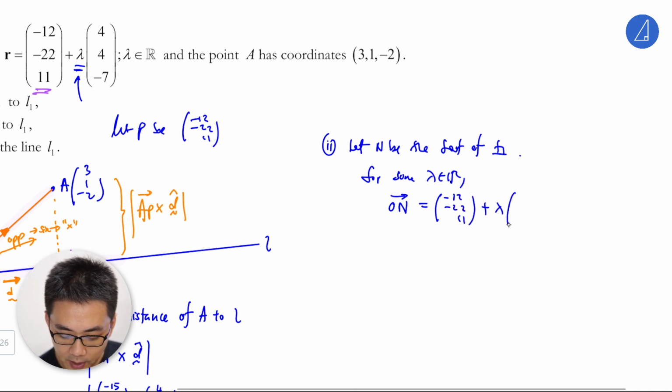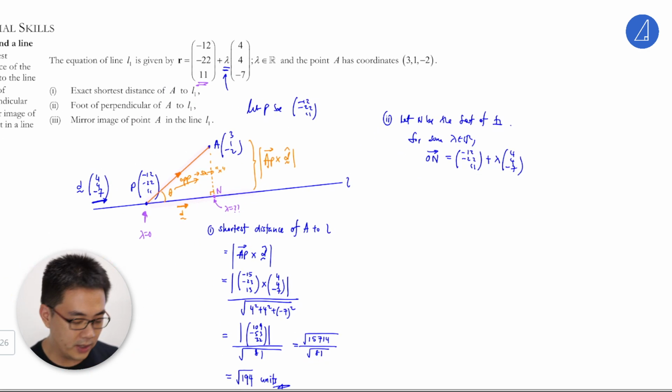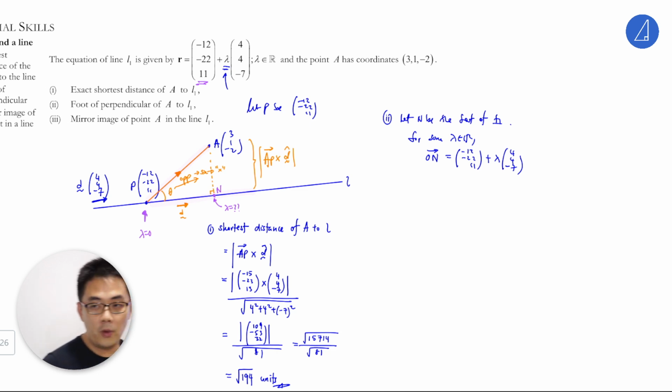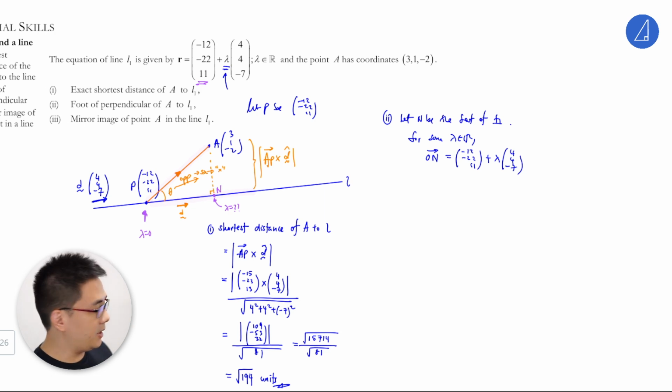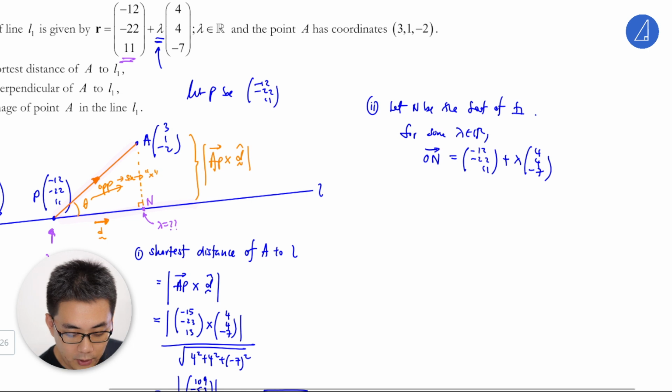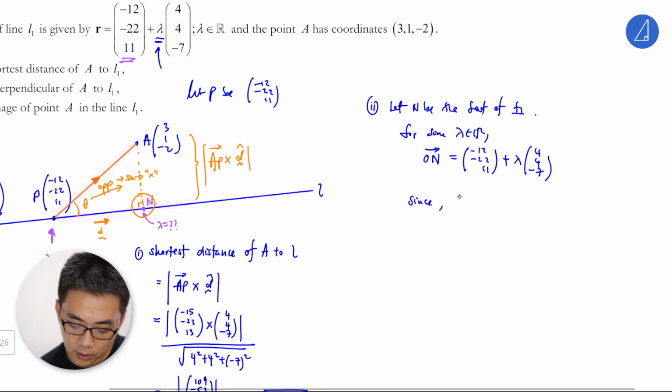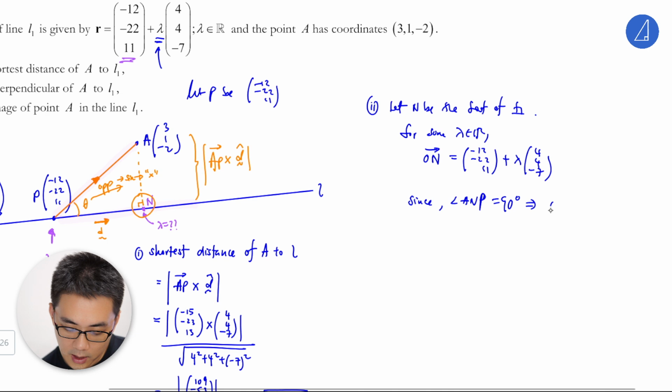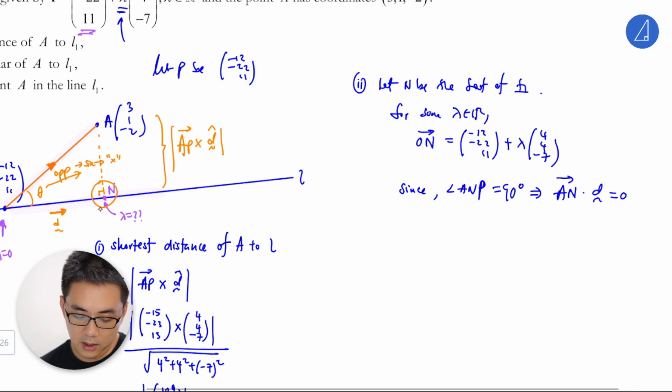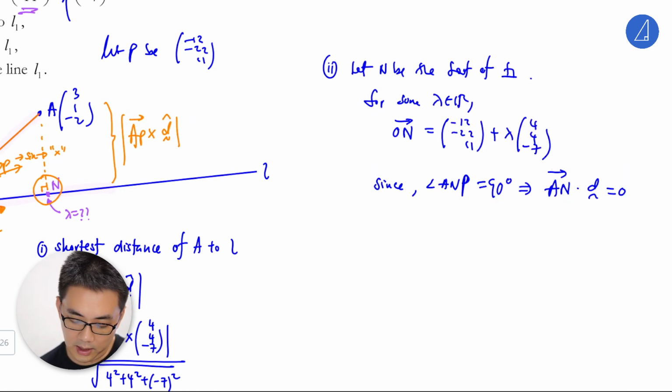We know that it is like that. Anything with "on", you just do that. This is step number 1. Step number 2 is we make use of an equation to solve for lambda, which is this 90 degrees. This 90 degrees here shouldn't be a surprise. Since the foot of perpendicular tells you that angle ANP is 90 degrees, meaning to say AN dot with D is 0. Essentially, this is 90, so the dot product is 0.